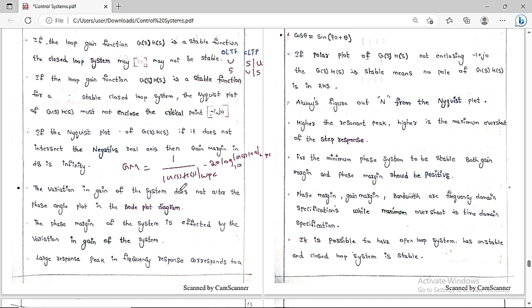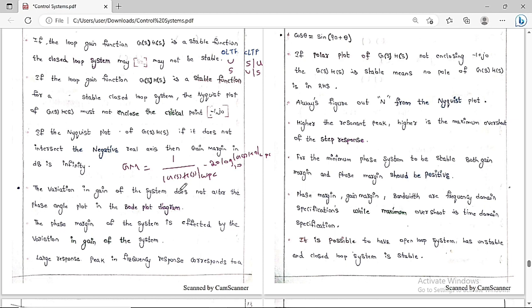So finally, I can say that by varying the gain of the system, the magnitude plot is going to get altered, but the phase angle plot is not going to get altered in the Bode diagram.